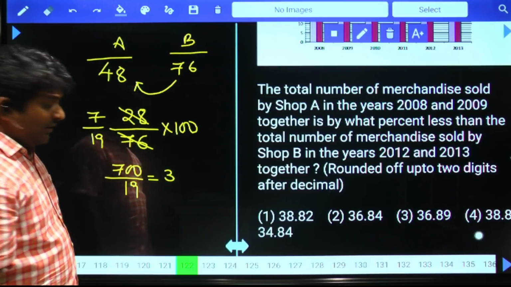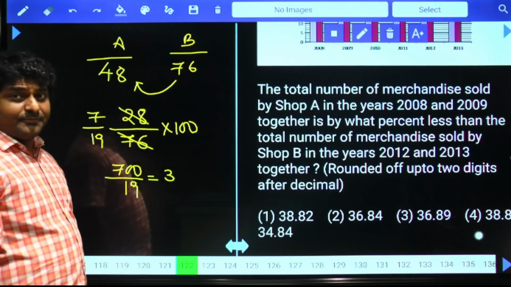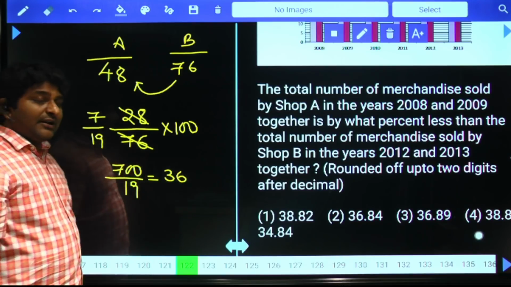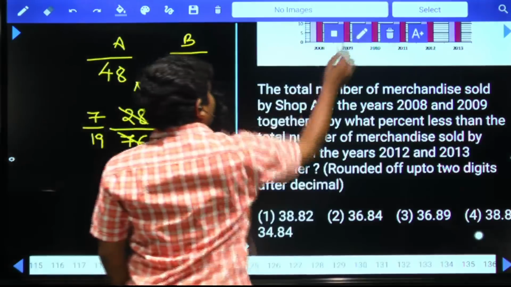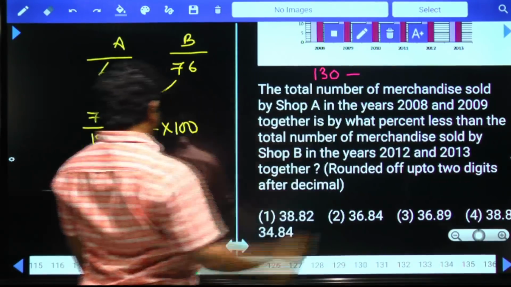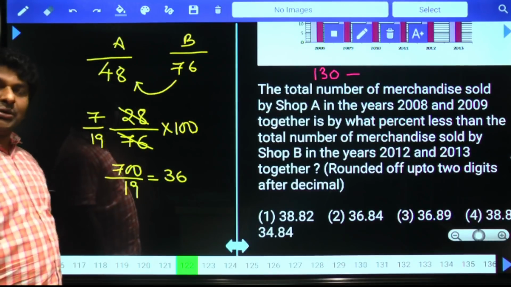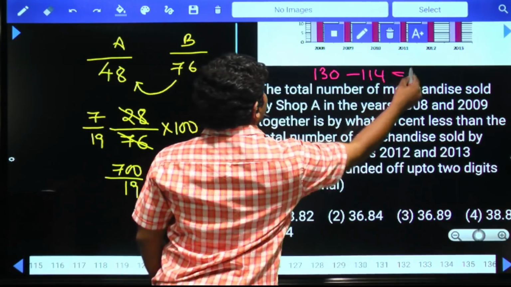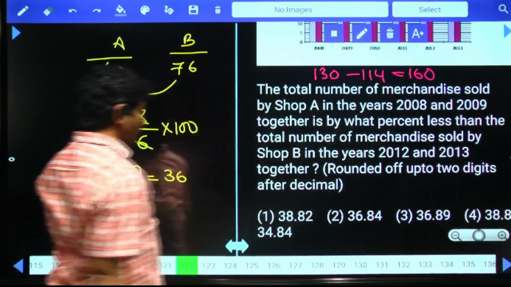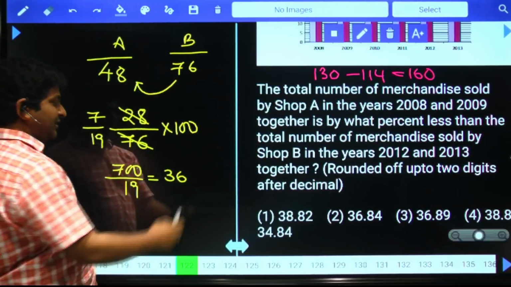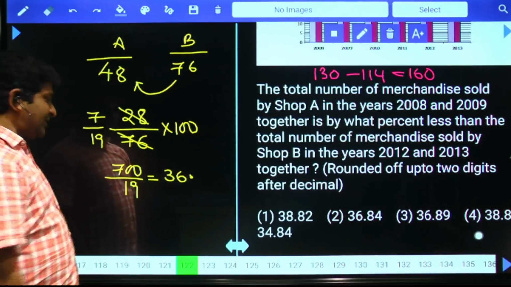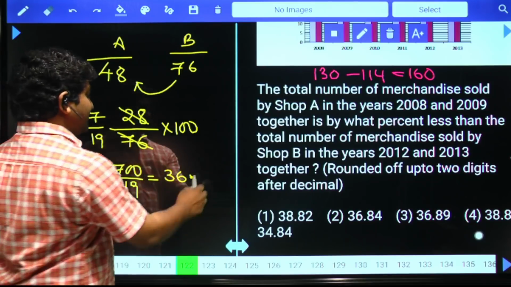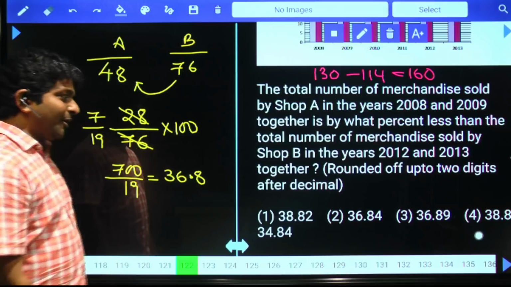57, 13 and then 0. 130 we have. 19 times 6 is 114. We are left with 130. If 114 is taken out, here as you have decimal, it becomes 160. 36 point. If it is 160, 19 how many times? 8 times. 36.8. How many options are there?